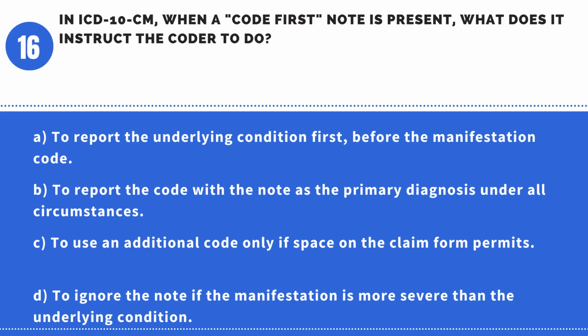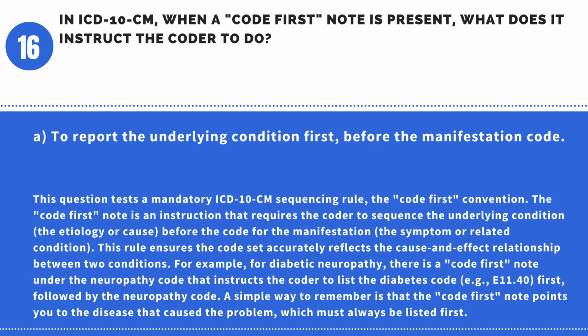Question 16. In ICD-10-CM, when a code first note is present, what does it instruct the coder to do? A. To report the underlying condition first, before the manifestation code. B. To report the code with the note as the primary diagnosis under all circumstances. C. To use an additional code only if space on the claim form permits. D. To ignore the note if the manifestation is more severe than the underlying condition. Answer, A. To report the underlying condition first, before the manifestation code.